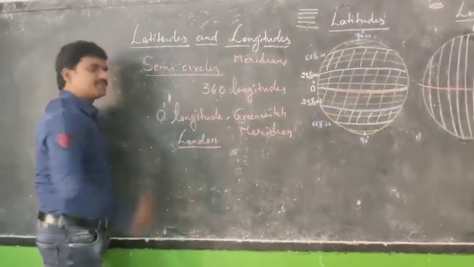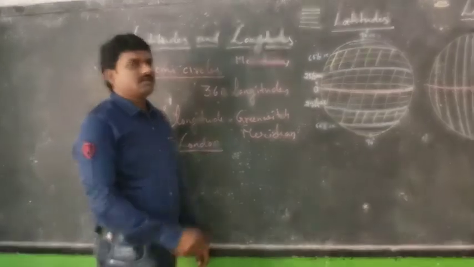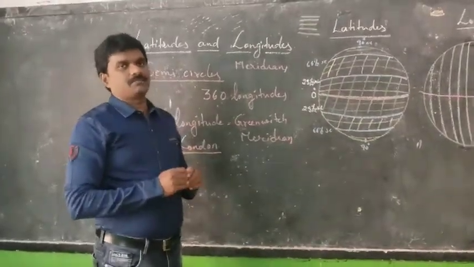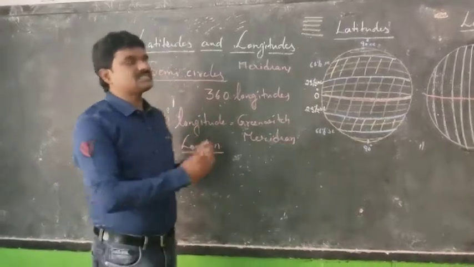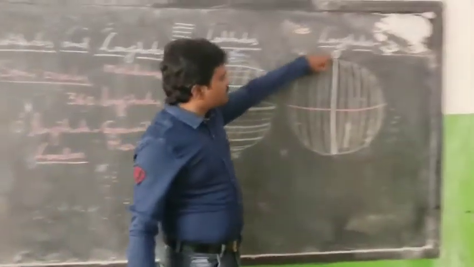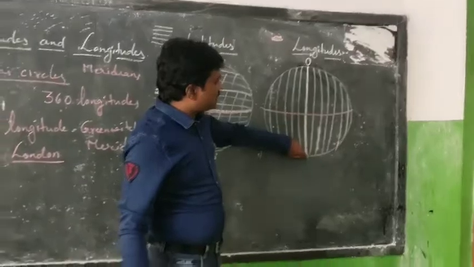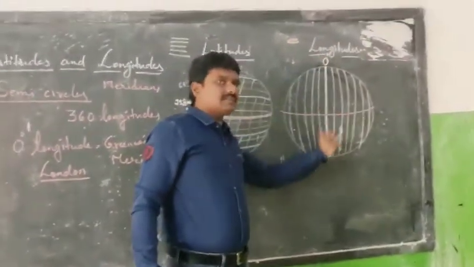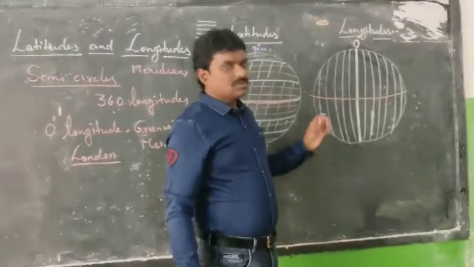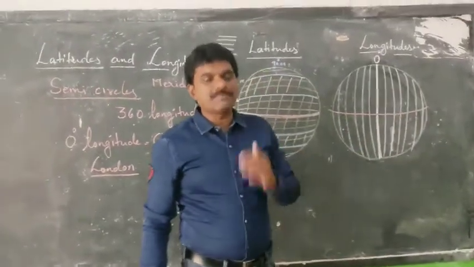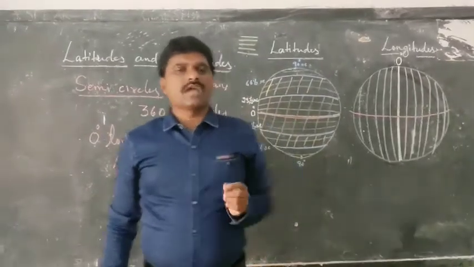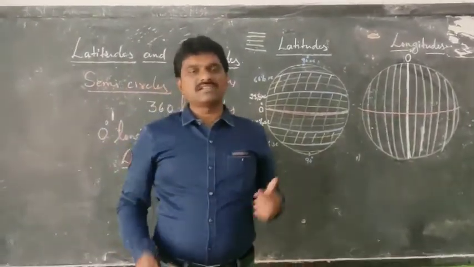One thing you need to observe is that these longitudes are semicircles and we have 360 longitudes. This is a semicircle, and just imagine that at the back of this there is another semicircle. These are imaginary lines that are drawn on the globe.